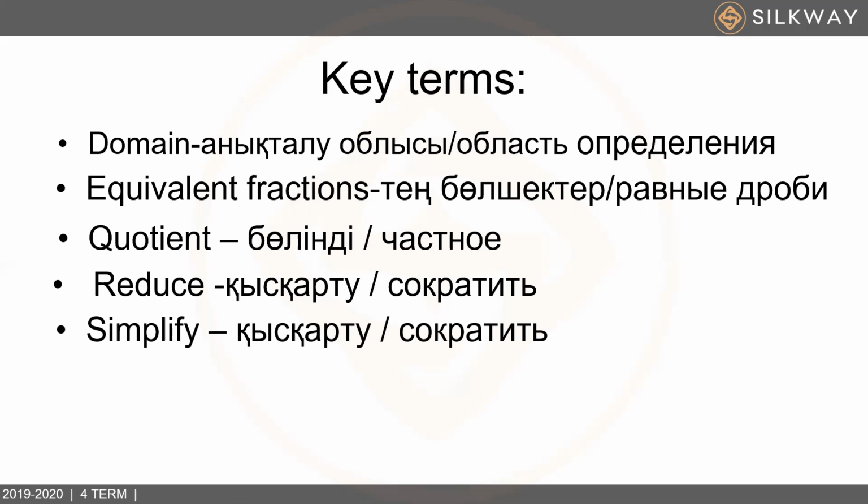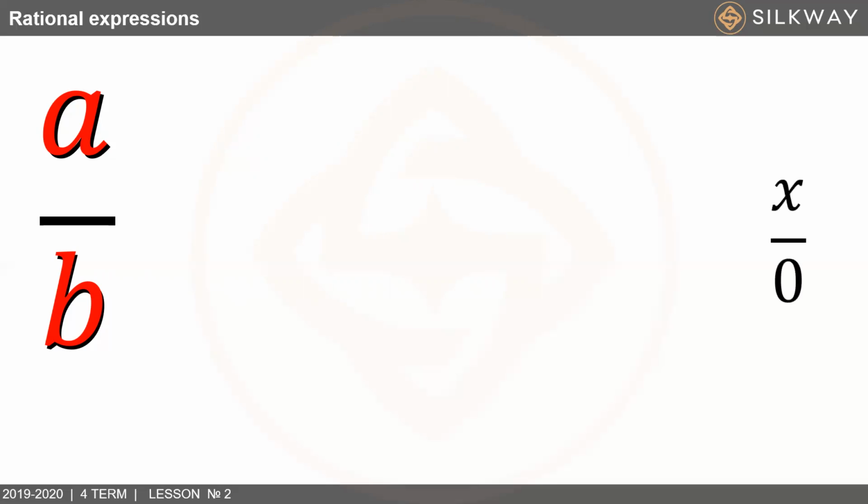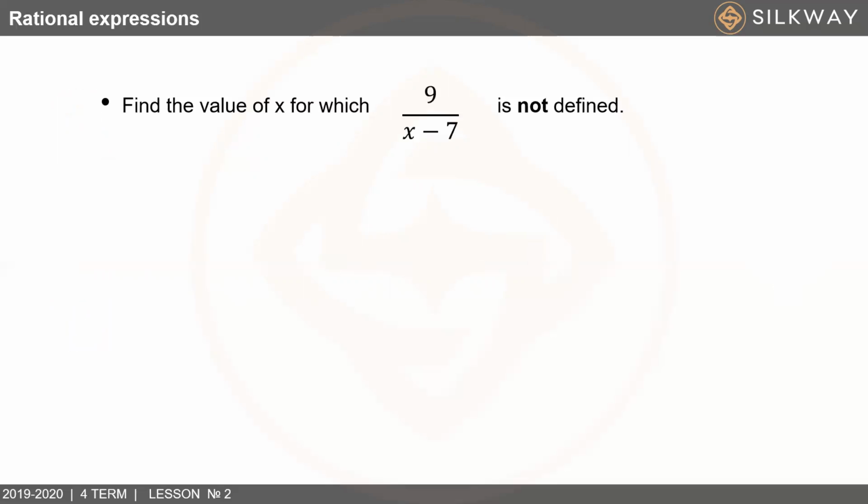In the previous lesson, we talked about algebraic fractions, and they can be of two types: rational numbers, and the second one is rational expression. The fraction a over b means that the number represented by a is the numerator and is to be divided by the number represented by b, the denominator. Since division by 0 is not possible, the value of the denominator b cannot be 0. In the case where b is 0, the fraction has no meaning.